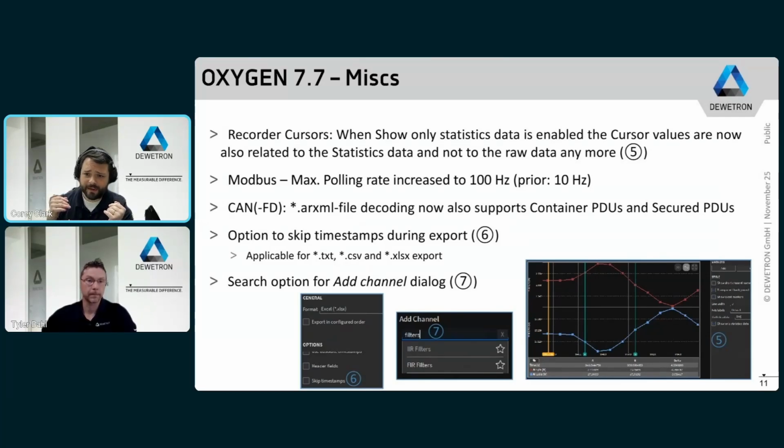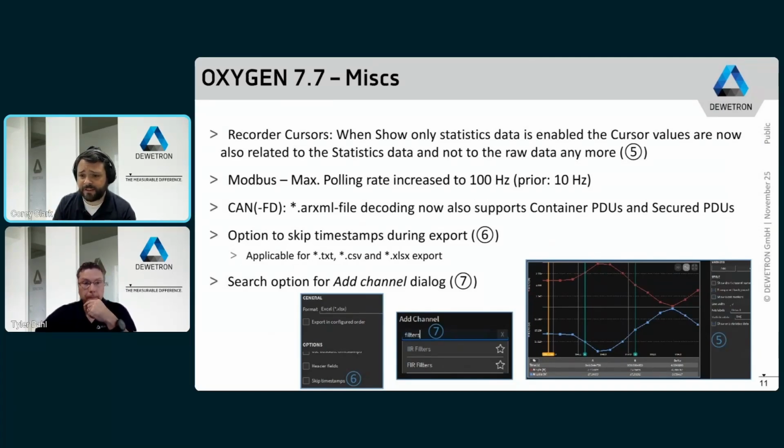Before, when we had a recorder showing statistics values and we enabled the cursors, we'd still see the actual raw values in the cursor boxes. So it's something we've updated now. So if you're making use of the statistics within your recorder, you'll actually be able to do cursor calculations on those statistics. For our Modbus users, we've increased the polling rate from 10 hertz to 100 hertz.